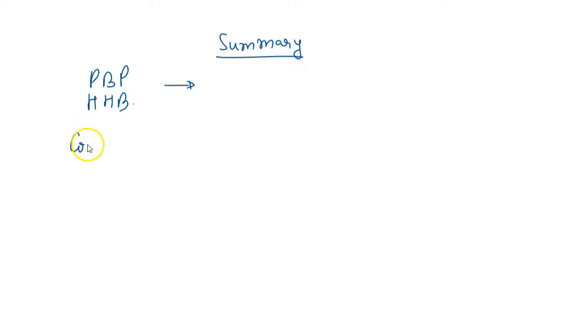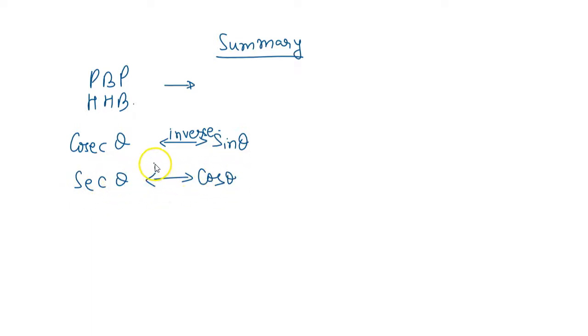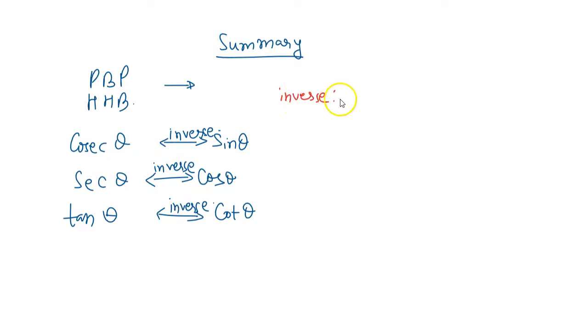And cosec theta and sine theta, they are inverse of each other, right? Inverse means if I reciprocate cosec theta, I'll get sine theta. If I reciprocate sine theta, I'll get cosec theta. Similarly, sec theta and cos theta are reciprocal of each other. And similarly, tan theta and cot theta are inverse. You can say the reciprocal, right? There is a different meaning for inverse, guys. Here you just understand, by inverse I mean reciprocal.